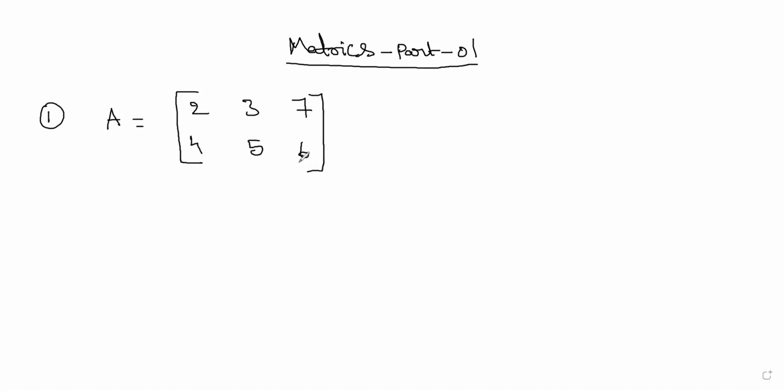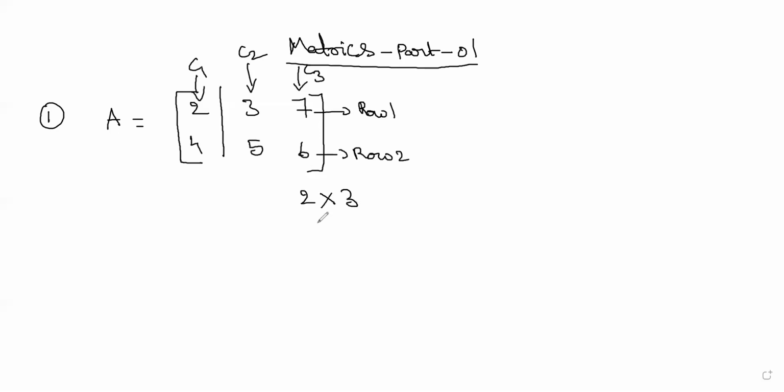Now this is row 1, this is called row 2. The horizontal things are called rows, vertical things are called columns. So this is column 1, column 2, column 3. The number of rows is 2, the number of columns is 3. The number of rows multiplied by the number of columns is called the order of the matrix.